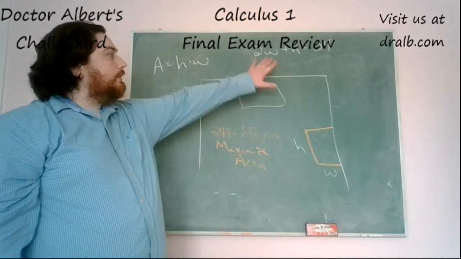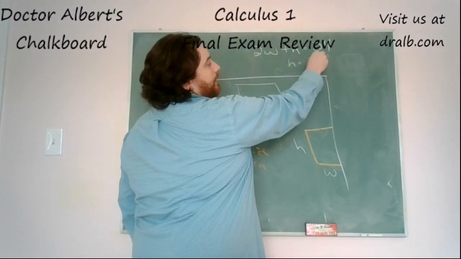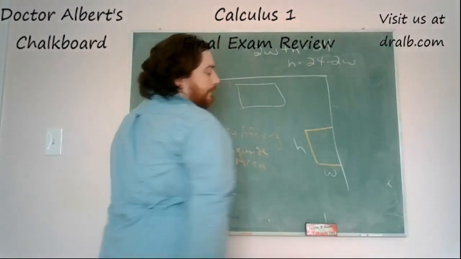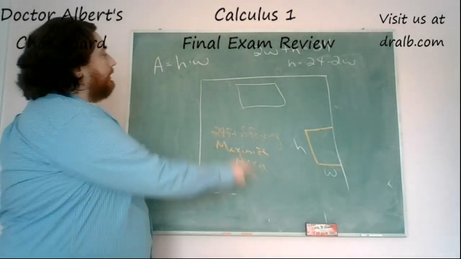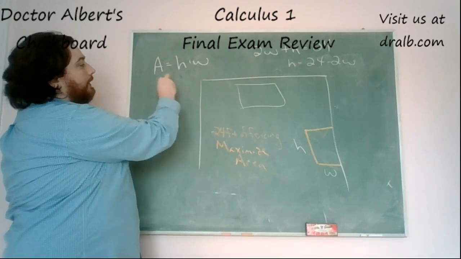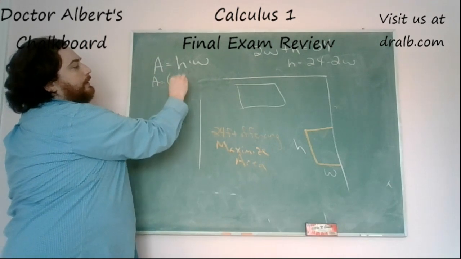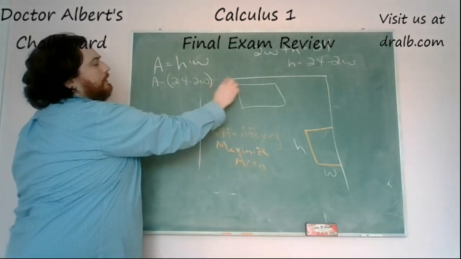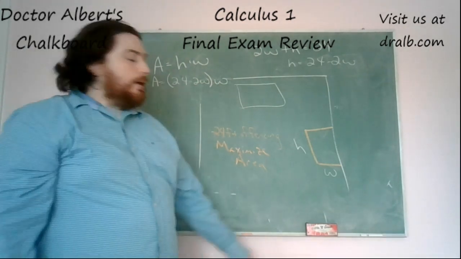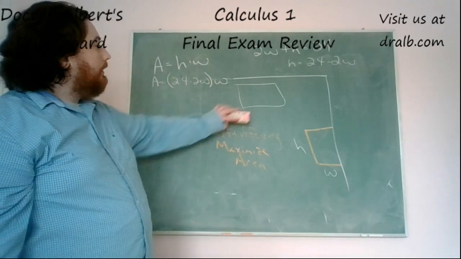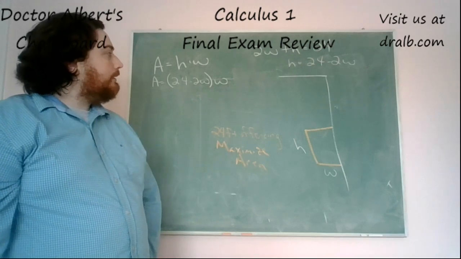Now with that, we can solve for one of the variables in terms of the other. I'm going to solve for H by subtracting 2W, and I get H is 24 minus 2W. Now I can put the area together: the area is now going to be H, which is 24 minus 2W, times W. So H times W. And so now I have a function in terms of one variable that I need to optimize. We can do that as long as we can find an appropriate domain.